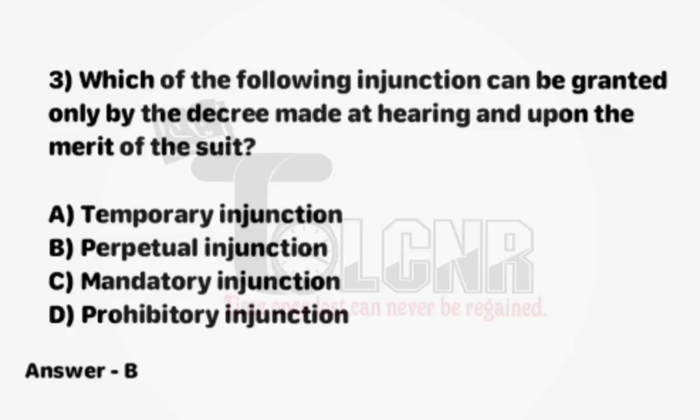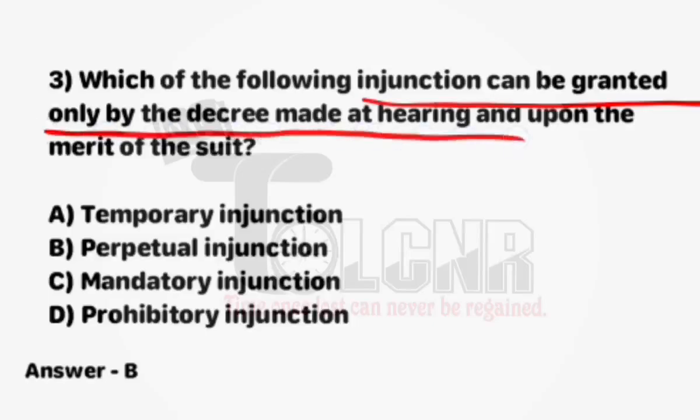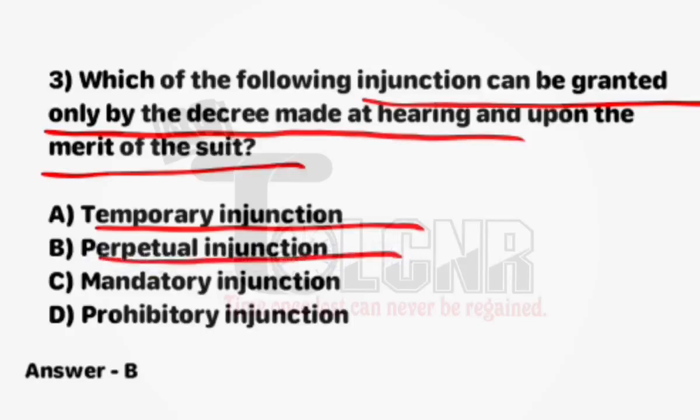Next question is which of the following injunctions can be granted only by the decree made at hearing and upon the merit of the suit? First option is temporary injunction. Second option is perpetual injunction. Third option is mandatory injunction. Fourth option is prohibitory injunction.